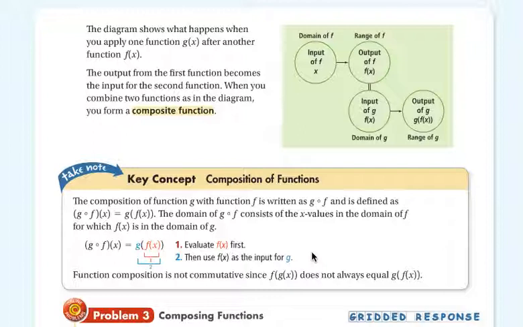Alright, the next topic we're going to be talking about is composition of functions. So here's a diagram of composition of functions, and that is when we're taking an input, and after we put that input into some kind of machine, we get an output. That output becomes the input for another machine, and then we get a final output. So what is this like?